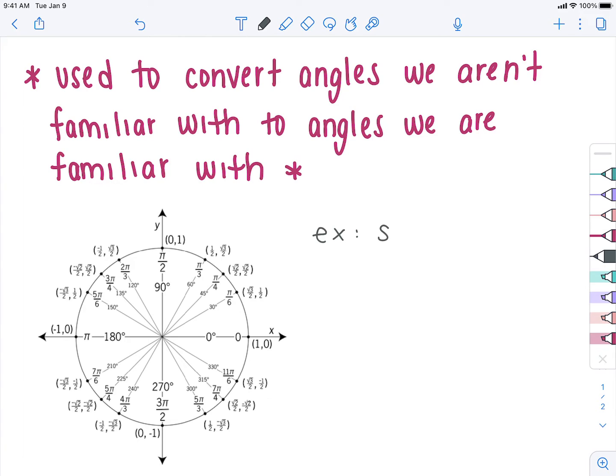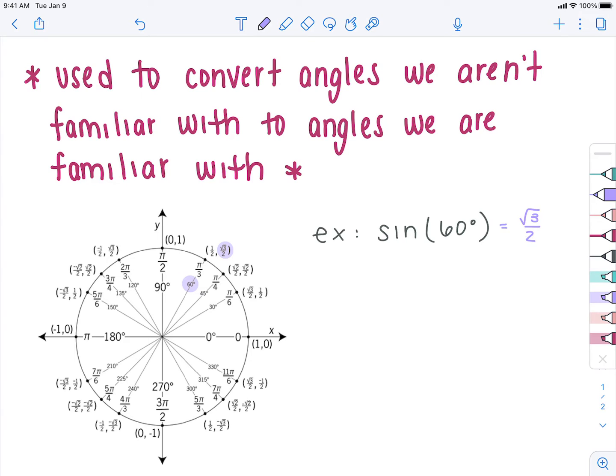I could have asked you, and I've asked you in the past, to find the sine of 60 degrees. If I asked you to find the sine of 60 degrees, you went over to your unit circle, found 60 degrees, then you said, okay, sine is my y value. My y value at 60 degrees is root 3 over 2, so the sine of 60 degrees is root 3 over 2.